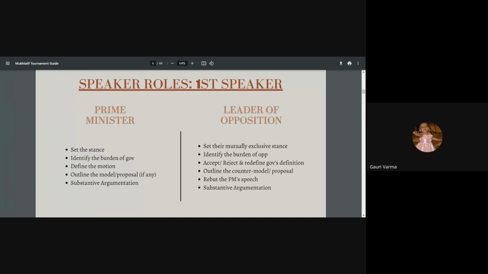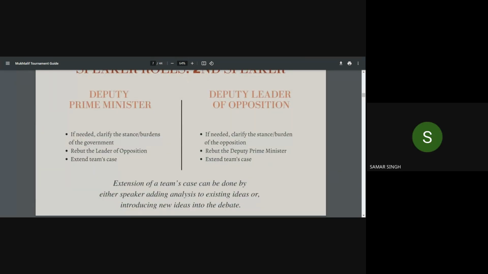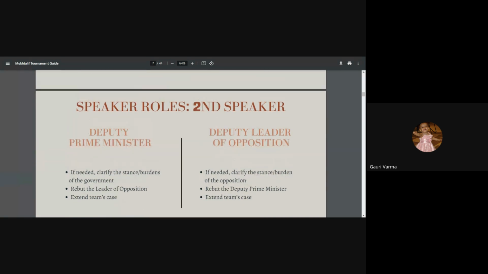Okay. So who can rebut the leader of opposition's point? The next speaker, which is the PPM. Okay. Thank you.